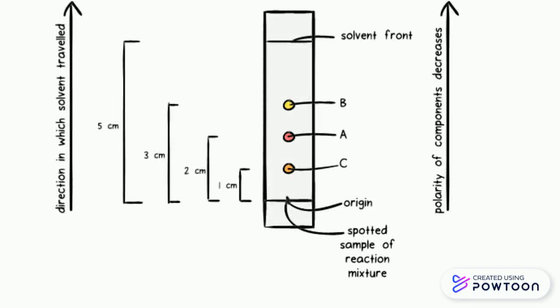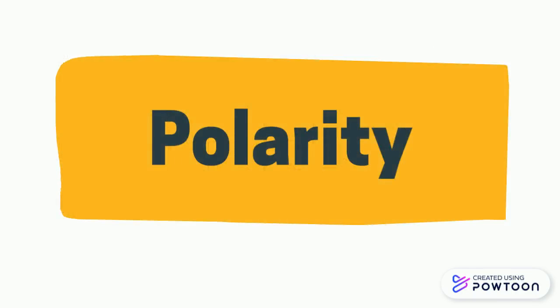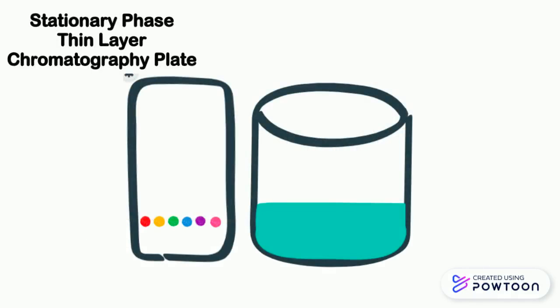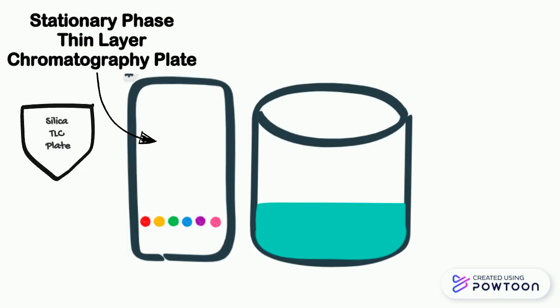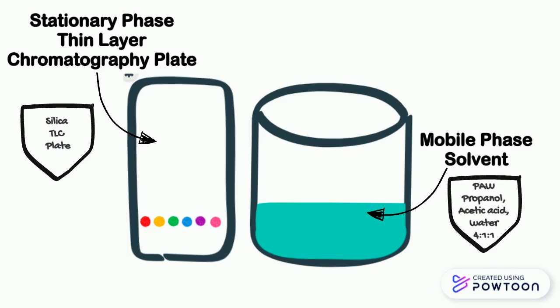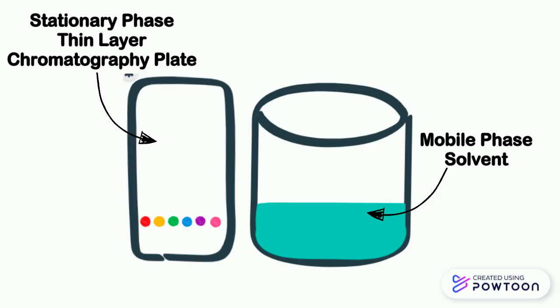Thin layer chromatography is separated on the basis of polarity and consists of a solid silica stationary phase, known as the thin layer chromatography plate, and a liquid mobile phase, which is a solvent. The solvent consists of propanol, acetic acid, and water in a 4:1:1 ratio.